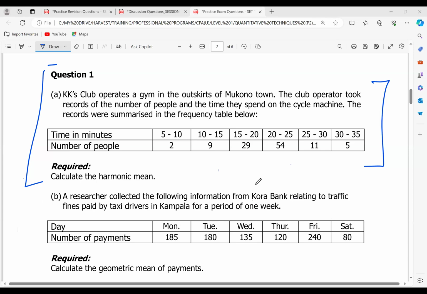So we have KK Club. It's a gym in the outskirts of Mokono town. The club operator took records of the number of people and the time they spend on the cycle machine. The records were summarized in the frequency table below. So we have the time in minutes and the number of people.